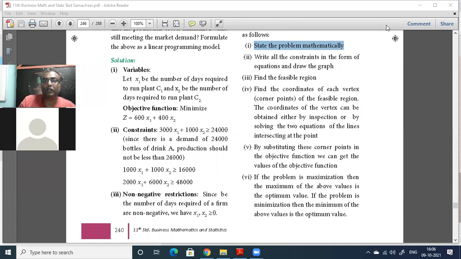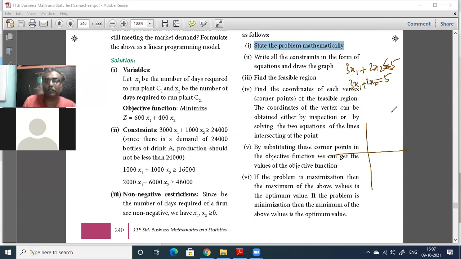Write all the constraints in the form of equations. For each constraint, suppose one constraint says 3x1 plus 2x2 is less than or equal to 5. What you have to do? Less than or equal to, you cannot draw on a graph. You must say equal to 5 and then draw this graph: 3x1 plus 2x2 is equal to 5.